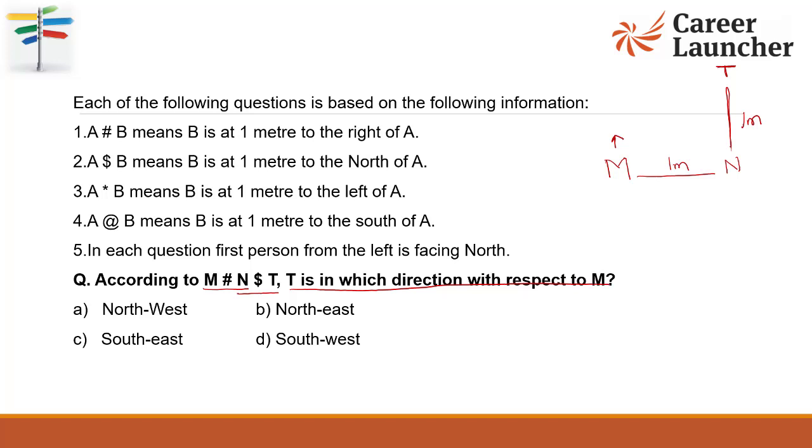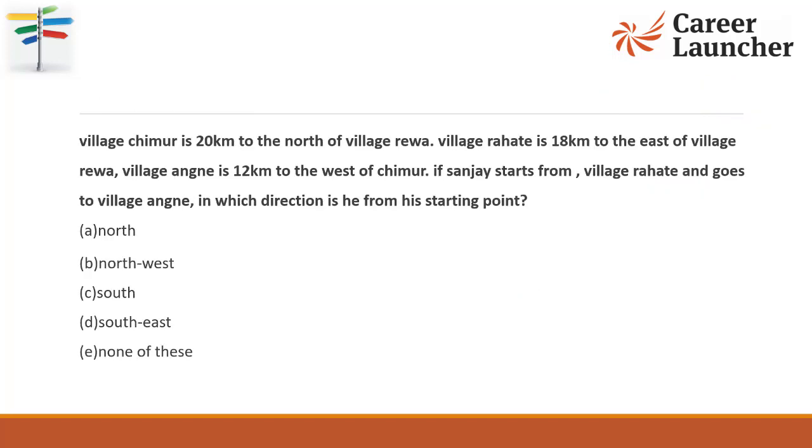We are standing at M and we are looking towards T. So we have to answer, we are looking towards which direction? So this is north and this is east. So our answer should be northeast. That's how we can solve these questions. Let's have a look at these puzzle kind of questions which are using directions concepts.